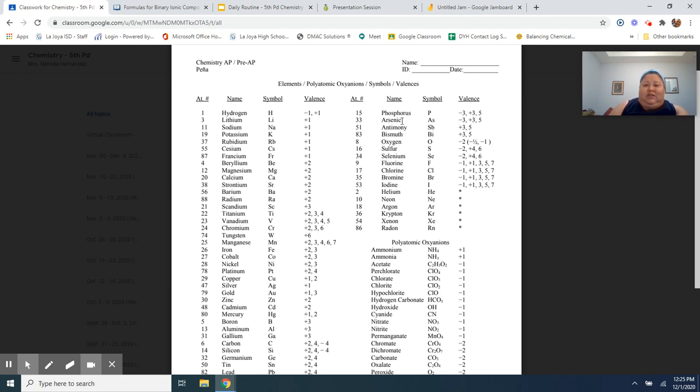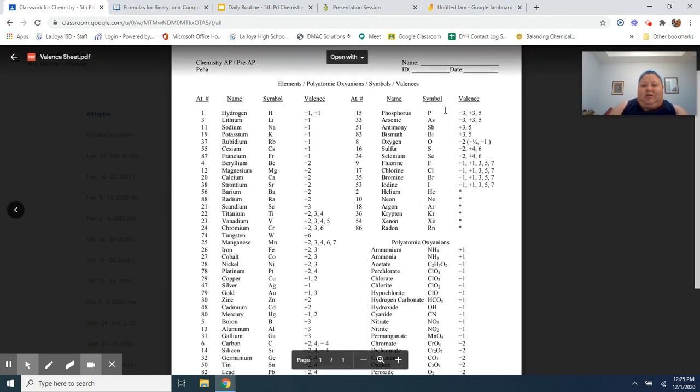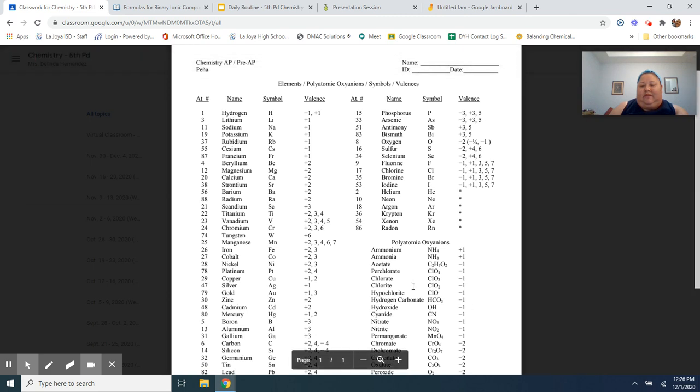For today, you're only going to use the top of this column and all of the column on the left. We are not using the bottom half over here where it says polyatomic oxyanions. That comes later. Okay.